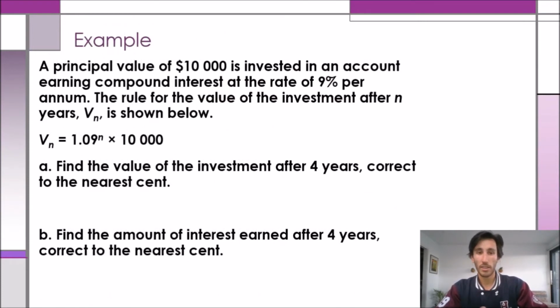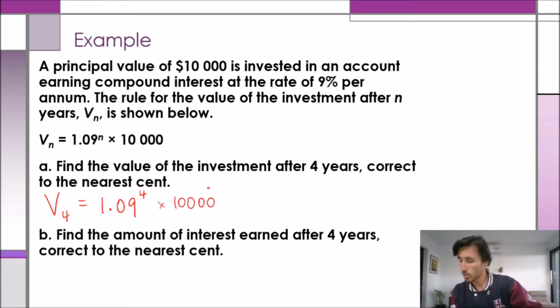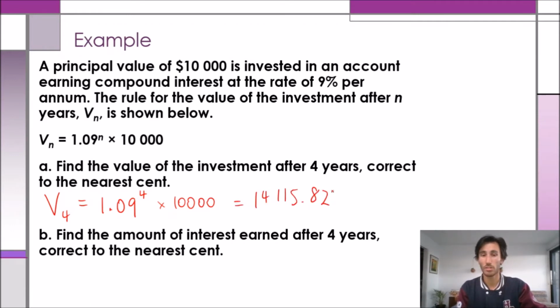So a principal value of $10,000 is invested in an account earning compound interest at the rate of 9% per annum. The rule is given below: 1.09 to the power of n times 10,000. Find the value of the investment after 4 years, correct to the nearest cent. Well, V4 equals 1.09 to the power of 4. Notice how instead of n here, we've written 4. Because we know after 4 years, we're going to have this to the power of 4 times 10,000, which is $14,115.82.